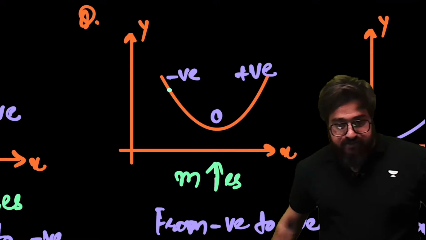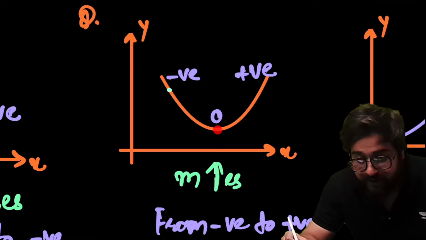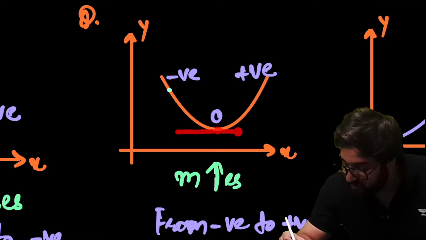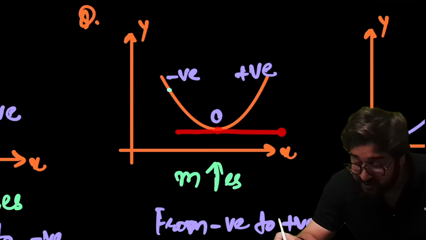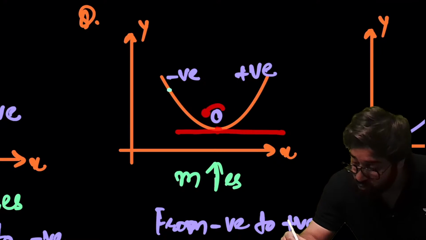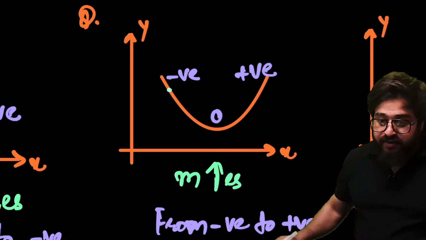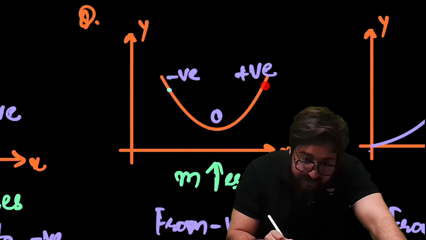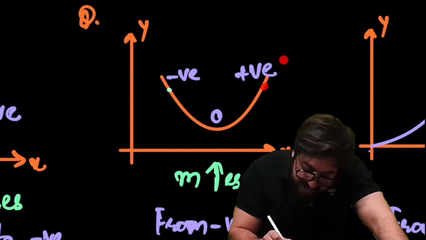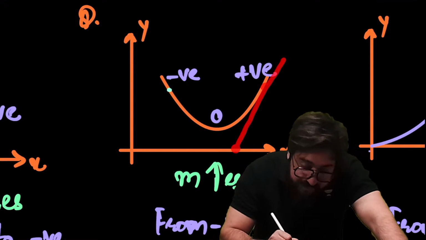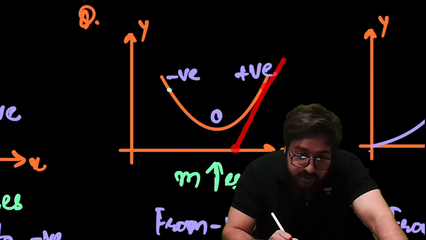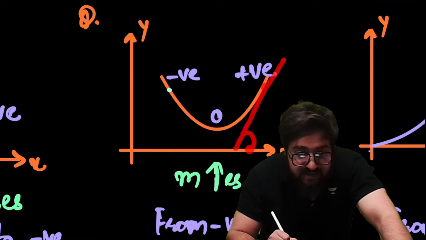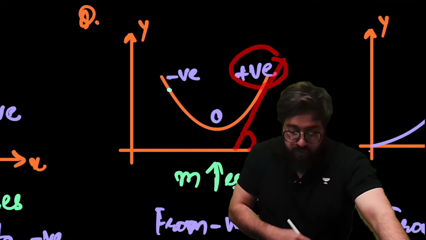And my dear friends, now at this particular point, tell me what is the slope at this point. Sir, draw a tangent. This tangent is parallel to the x-axis, so slope at this point is 0. Now at this particular point, draw a tangent. In this case theta is less than 90, so slope at this point is positive.